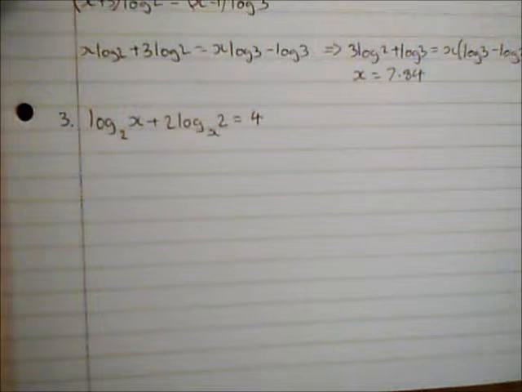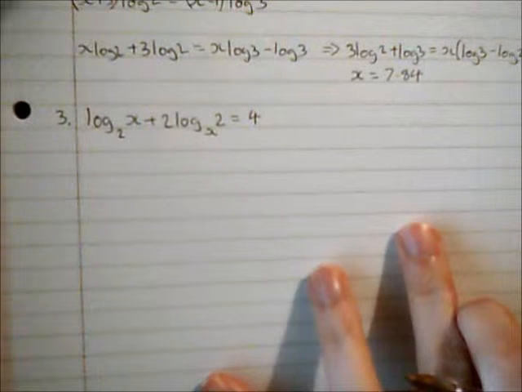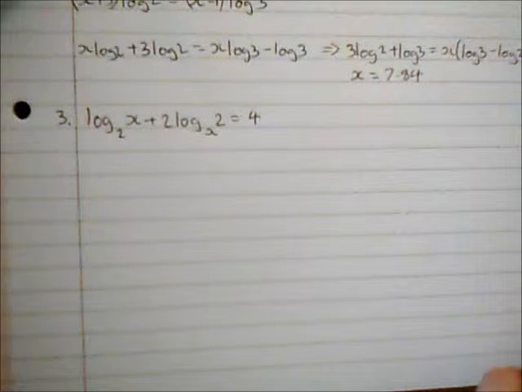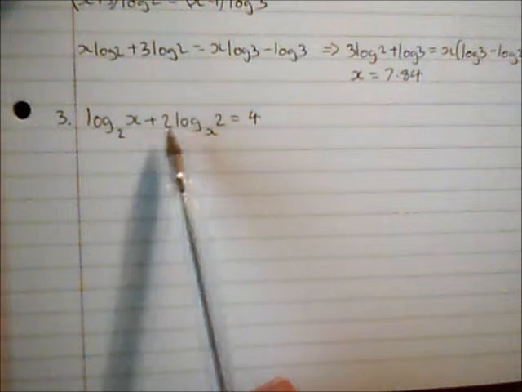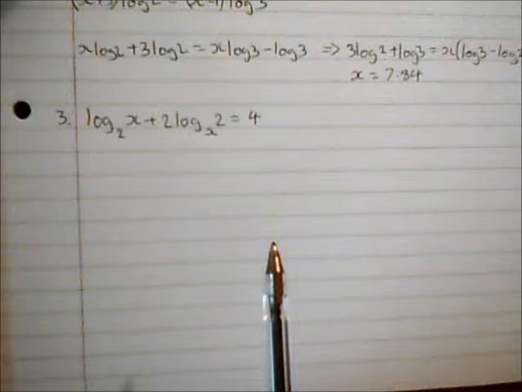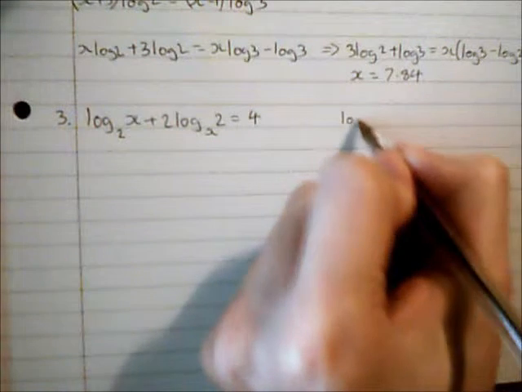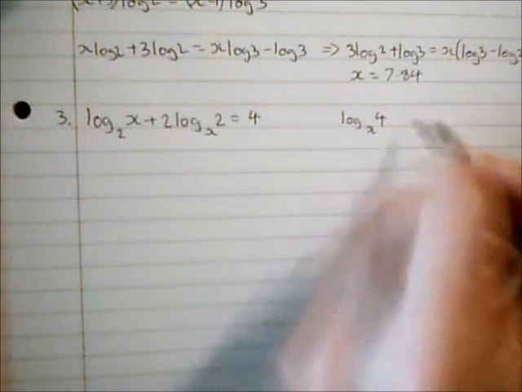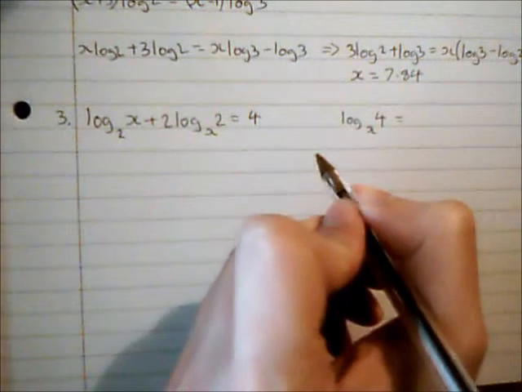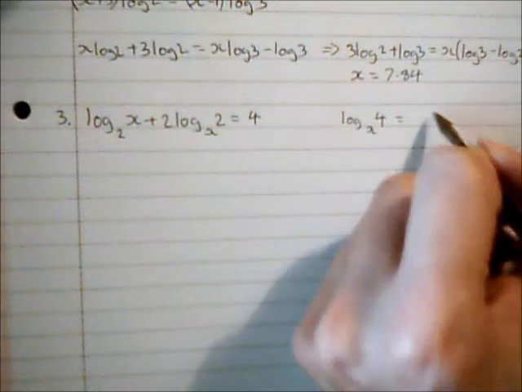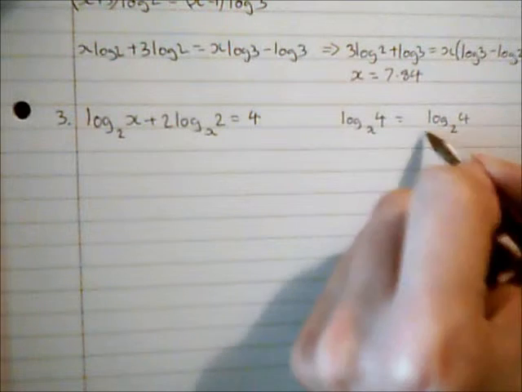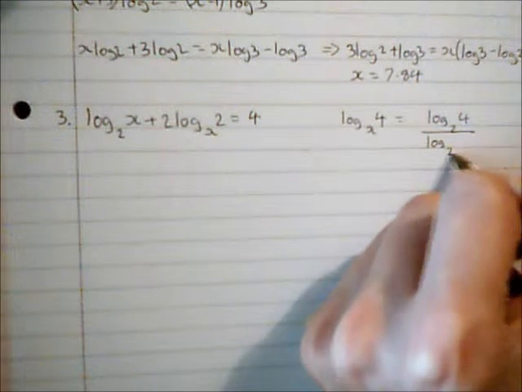Now this final one is far more complicated, because I have different bases. I've got base 2 and base x. Well, base x is what I don't want, so I'm going to convert that to base 2, but even that's not entirely straightforward, because it's 2 lots of that. So I'm going to use the power rule to write that as log to the base x of 4, that's 2 squared, and then that is going to be the same as log to the base 2 of 4 over log to the base 2 of x.